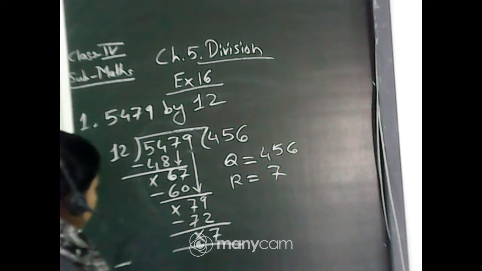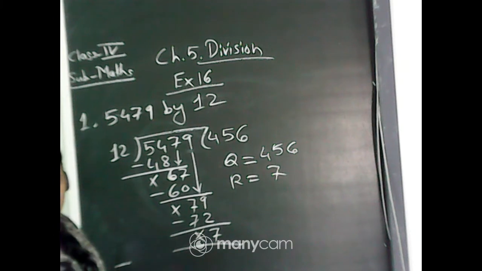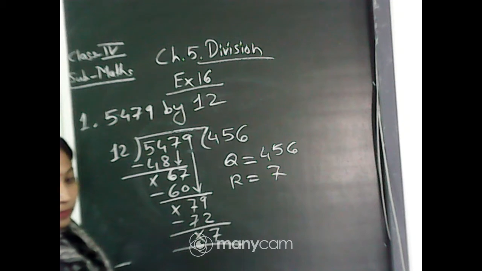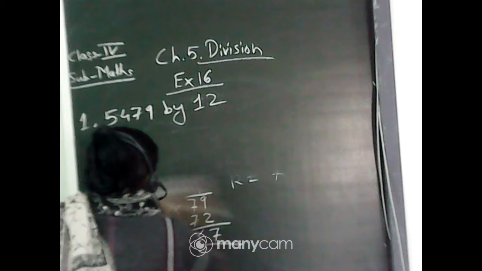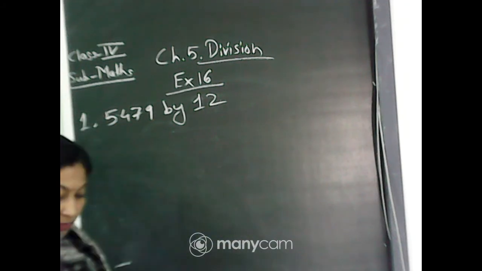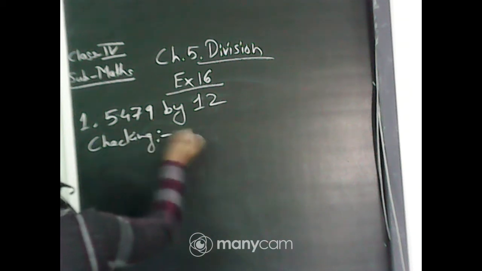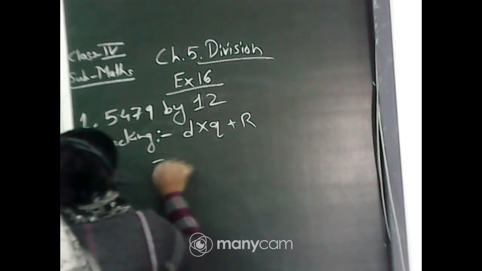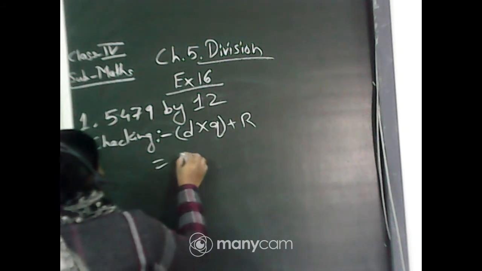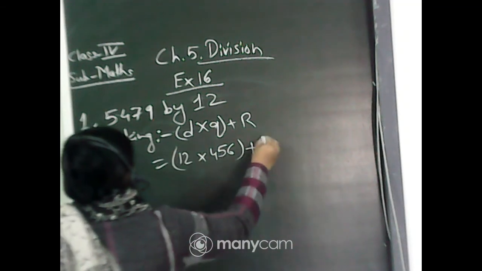Now you have to check the answer. So for checking, you have to put it in the formula. See, the board is small, so I am rubbing it and writing it again. Now checking with the formula: small d into Q plus R. This is in the bracket. Small d is 12, quotient 456 and remainder is 7.